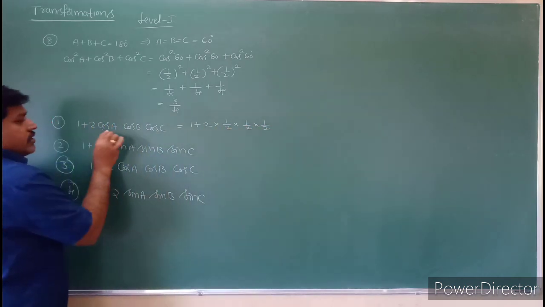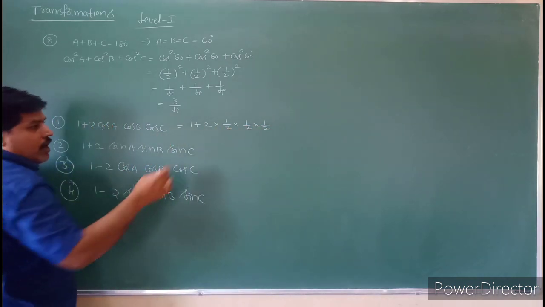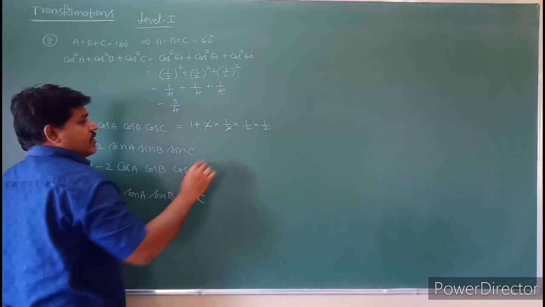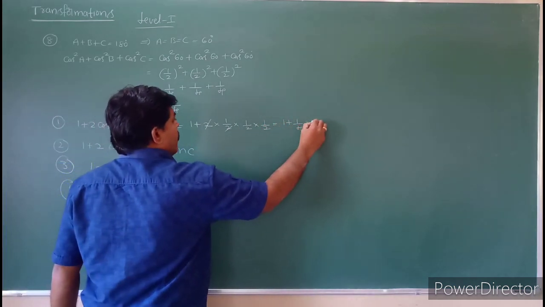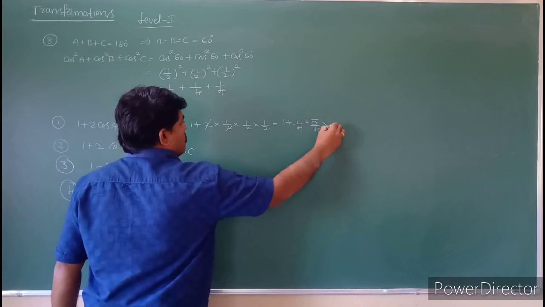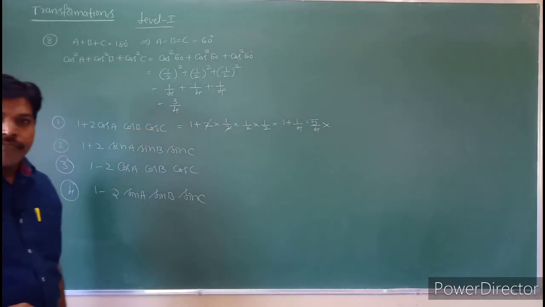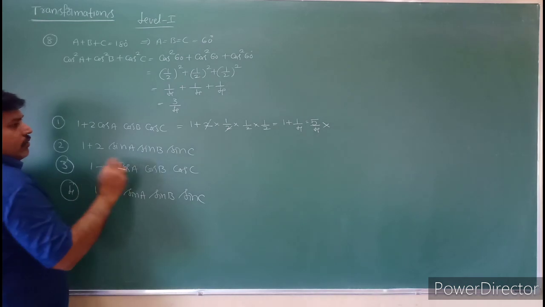Why? Because cos 60, cos 60, cos 60. So what happens? These values will be cancelled. It will become 1 plus 1 by 4, which becomes 5 by 4. So it is not the answer.